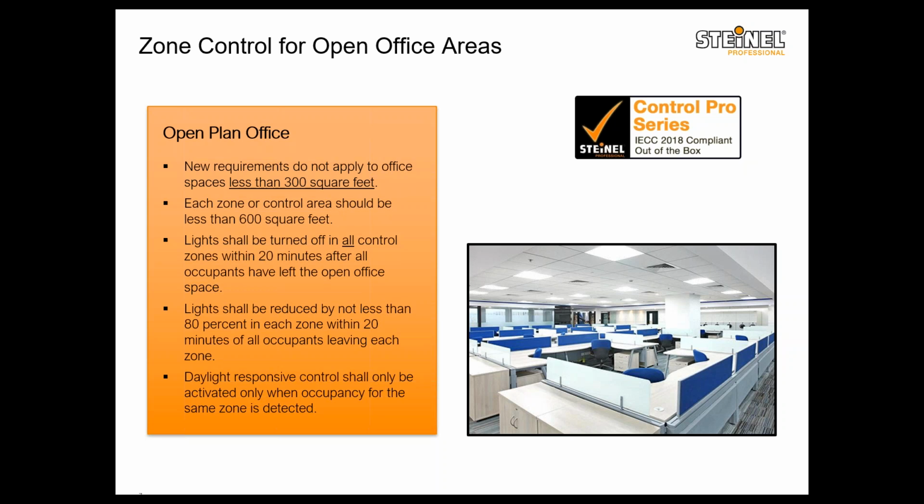There might be some confusion for the area between 300 and 600 square feet. So what if we have an open office area of 500 square feet? Well, that can be just treated as one zone, or if you want, you can split it into as many zones as you want. The code just says no zones larger than 600 square feet. So minimum one zone and the maximum as you like.